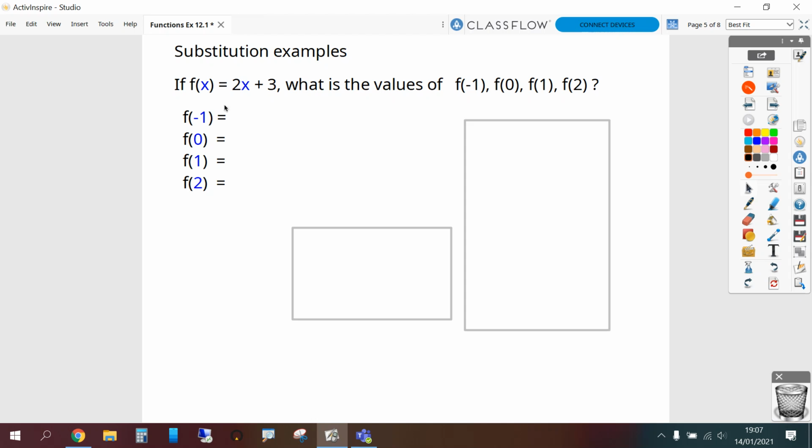So substituting in minus 1 gives us 2 times negative 1 plus 3, and that works out at 1. Substituting 0 in for x gives us 2 times 0 plus 3, which is 3. Substituting 1 in place of x gives us 2 times 1 plus 3, which is 5. Substituting 2 in place of x gives us 2 2's plus 3, which is 7.